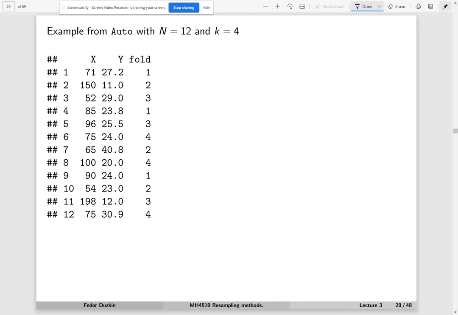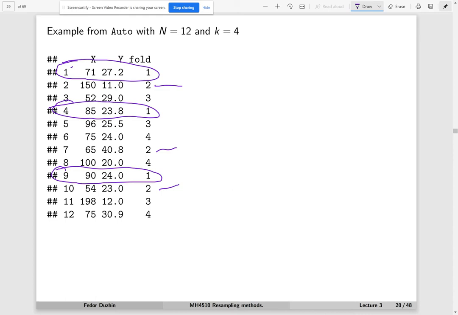Okay, now here is an example, right? So I just took some 12 observations in the auto data set, but suppose that this is just our full data. We don't have anything else, right? So then we're going to assign these fold numbers randomly. In particular, observations 1, 4, and 9 together are in the first fold, right? Observations 2, 7, and 10 are in the second fold, and so on. So there are 4 folds.